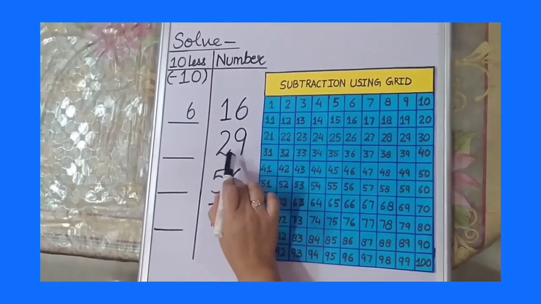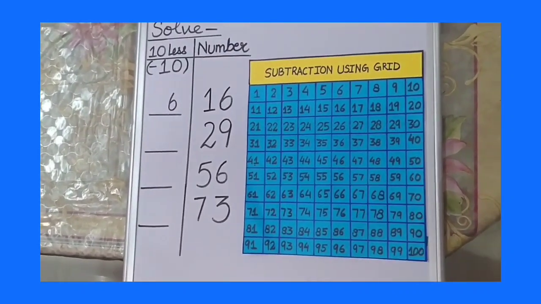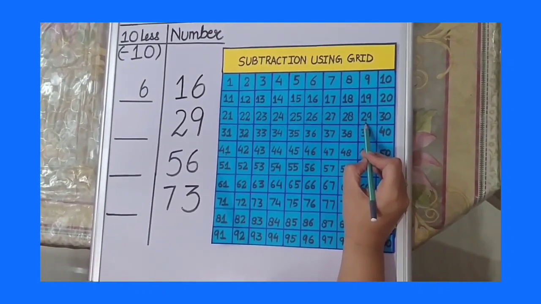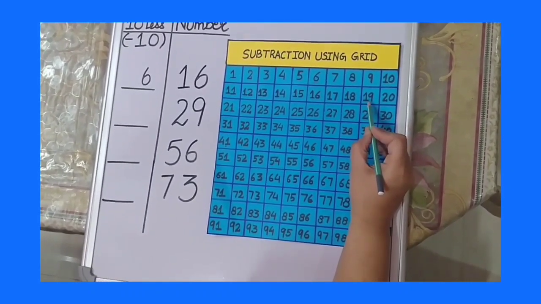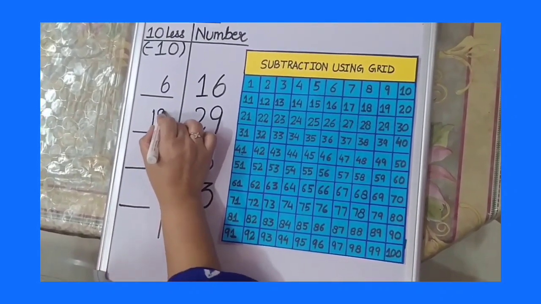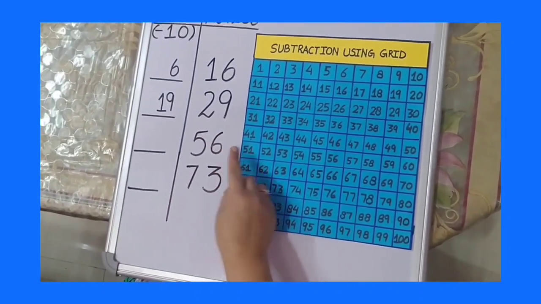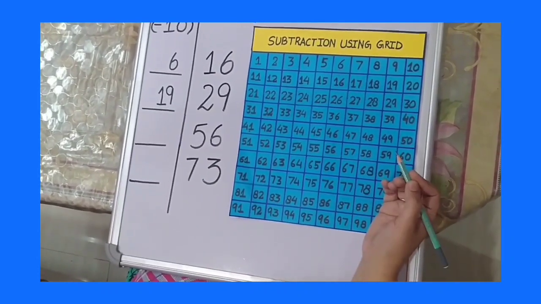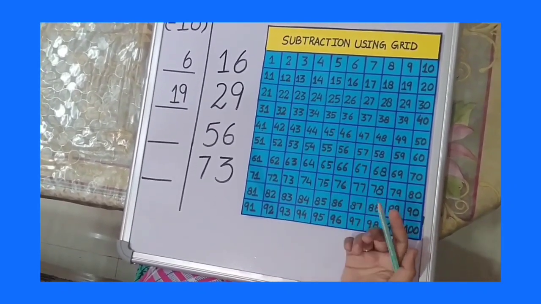Now the next number is 29. So I will find out where 29 is. Here it is. And I have to find out 10 less than 29. So I will move one row above. 19. So the answer is 19. Now the next number is 56. 56 is here. 10 less than 56. So what will we do? One row above. 10 less than 56 is 46.